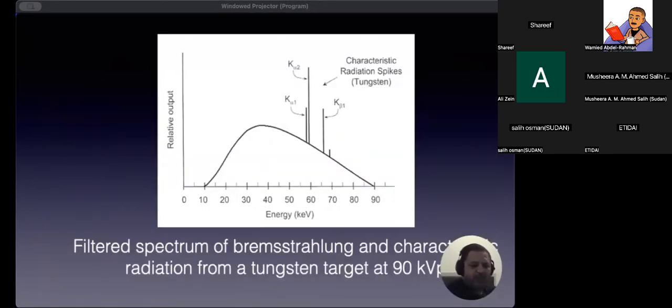So this, okay, I went all the way to the first slide. I actually had it here. So this is a filtered spectrum of Bremsstrahlung in addition to the characteristic X-rays produced. So here we see, for example, the K alpha 1 and K alpha 2 lines. This is a tungsten target. Since it's tungsten, these are going to be roughly around 58, 59 keV. And here we have the K beta 1 lines and so on.